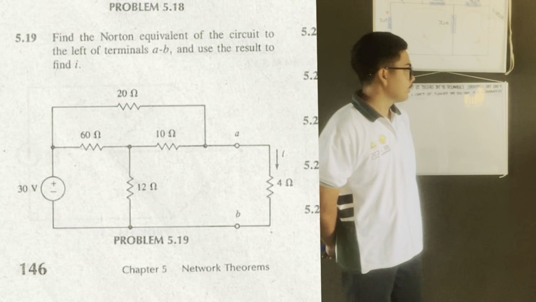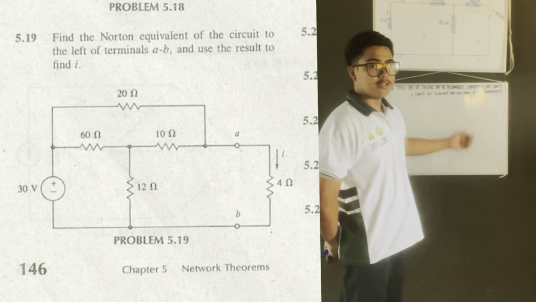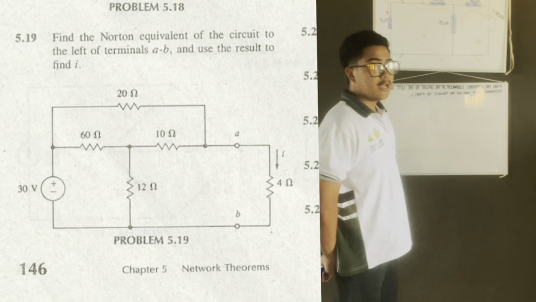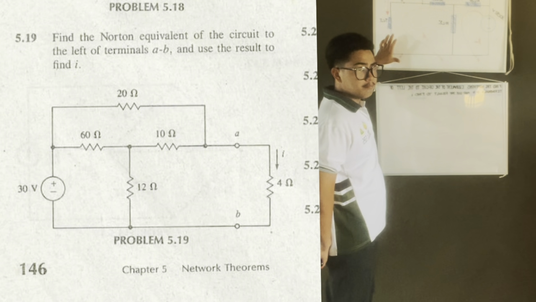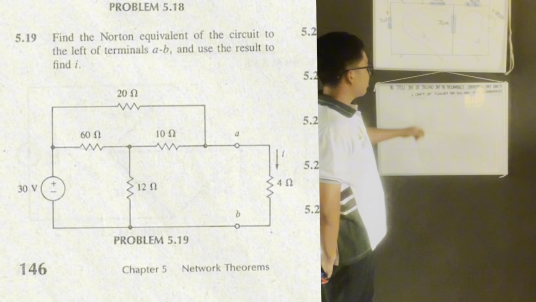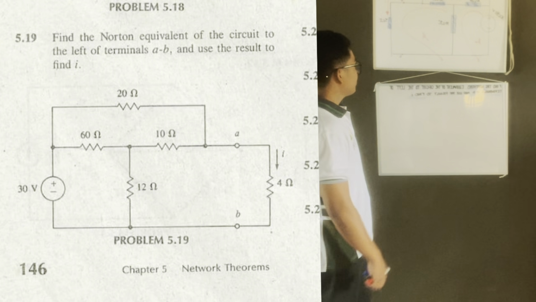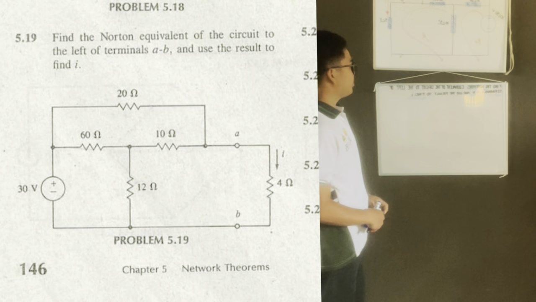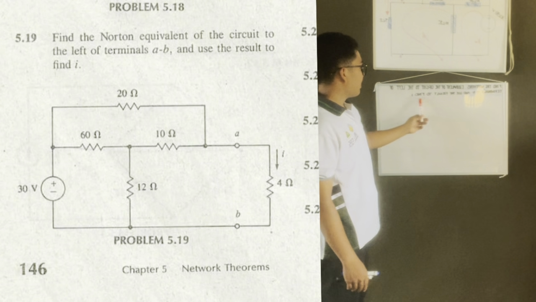This problem says, find the Norton equivalent of the circuit to the left of terminals A and B, and use the result to find I. So our terminals here are A and B, which we will use to find the result and to find I.